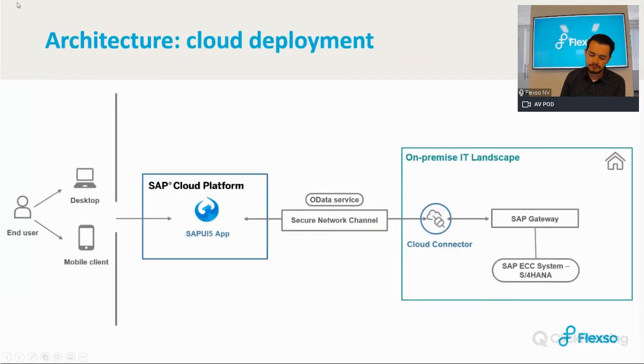A second possibility would be to do a cloud deployment. This means that you will deploy the applications on SAP Cloud Platform. So the client will communicate with SAP Cloud Platform, and SAP Cloud Platform will communicate with your gateway system via a secure network channel. When you choose this option, you have a lot of services provided by SAP inside of the SAP Cloud Platform, like security and other services that are available, and they are hosted in a secure environment.